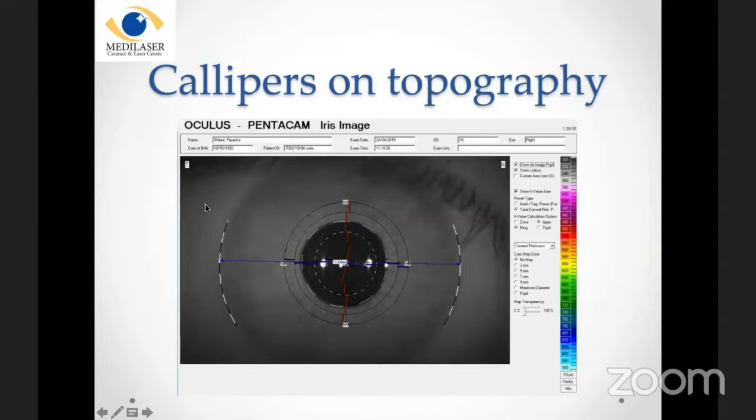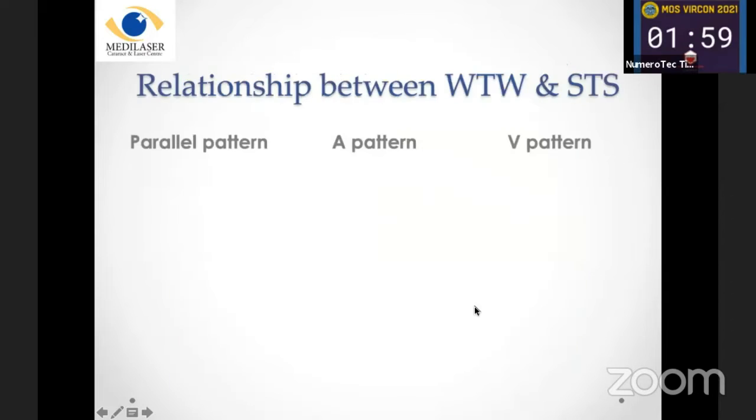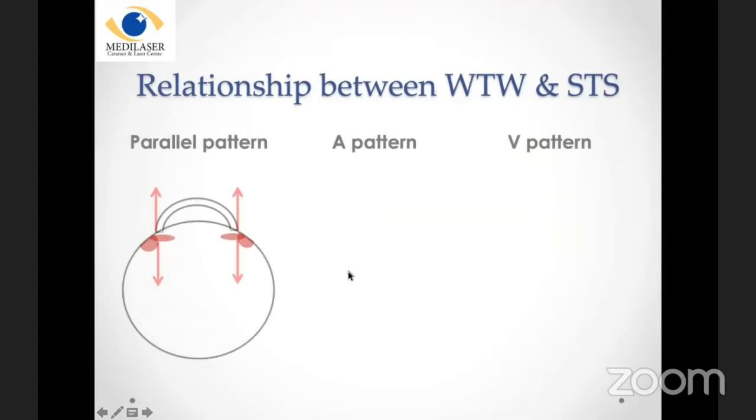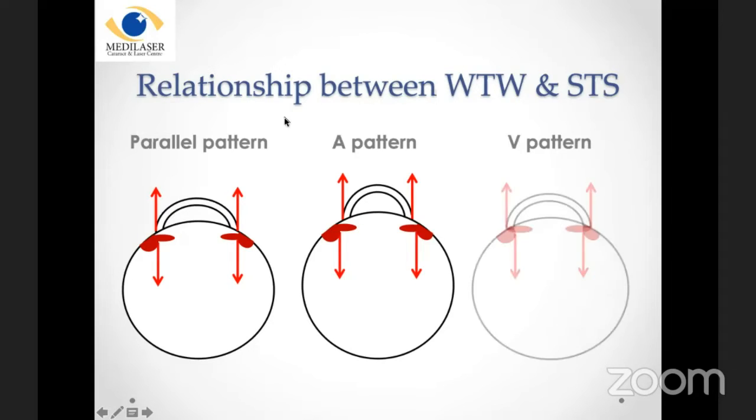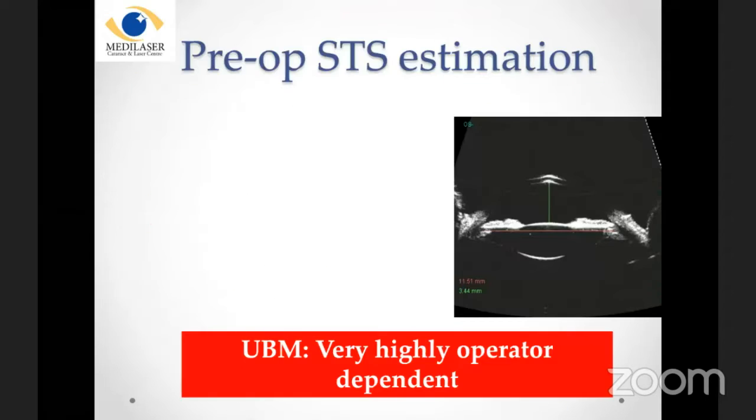This is just an iris image on the topographer showing that we can manually again reconfirm the measurement that has been given automatically by the topographer. So we are assuming a parallel relationship between the white to white and sulcus to sulcus, which is true in Caucasians, but Orientals usually have a wider sulcus as compared to the white to white, whereas in the Asian population, in our population, the sulcus to sulcus measurement usually tends to be smaller than the white to white that we measure, which is a V pattern. And landing up with a higher vault is usually more common than landing up with a lower vault.